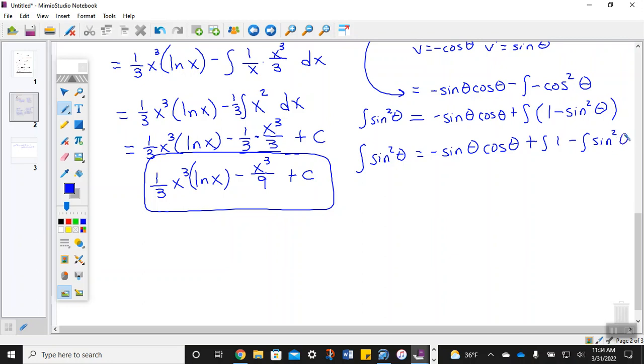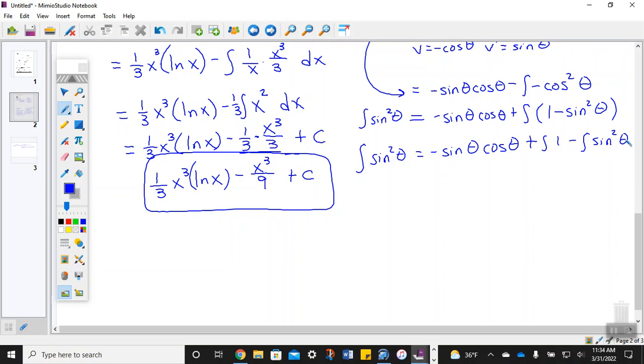Oh, gosh. But wait a second. Can I find the antiderivative of one? What's the antiderivative of one? X. But in this case, instead of X, we'd probably call it theta, okay? How about we're back to an integral of sine squared again, right? Isn't that what we're trying to find right now?